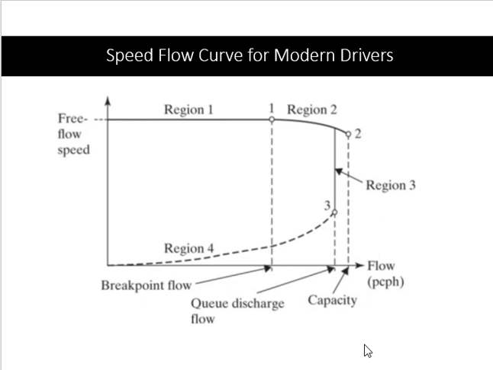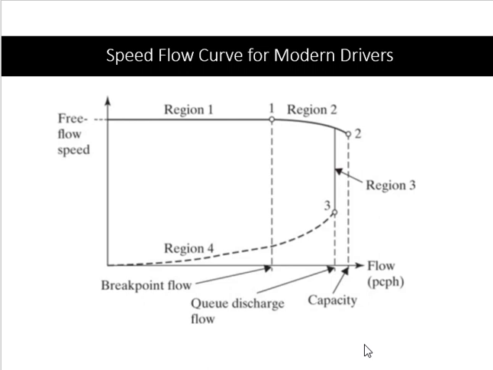So in the first region, no speed change even if the flow is increasing. It continues till a point which we call a break point. So till the break point, the speed doesn't change. There's a point of flow up to which the drivers continue at free flow speed. They don't feel the change in flow, so they don't feel the need to slow down.